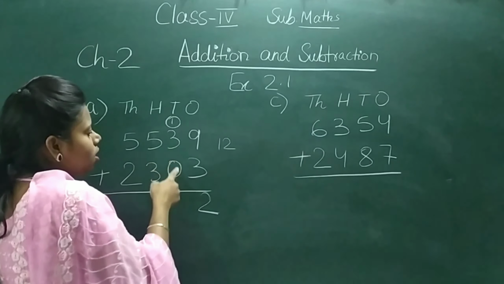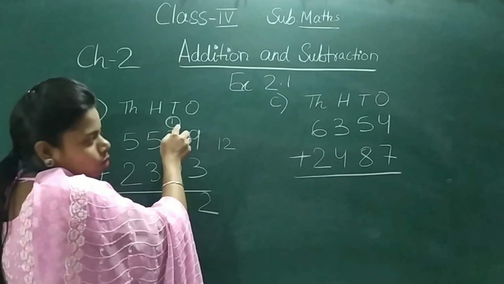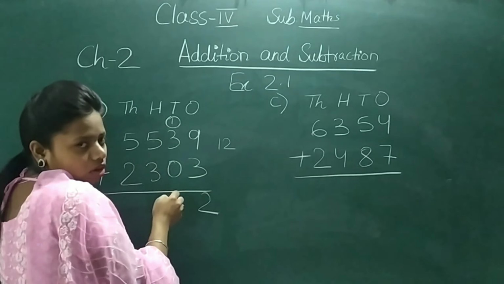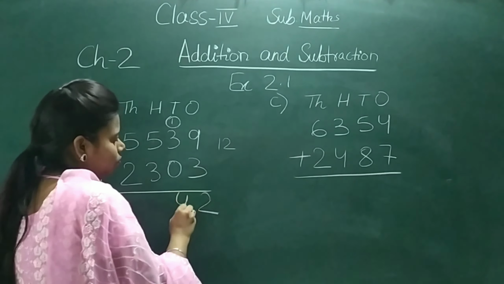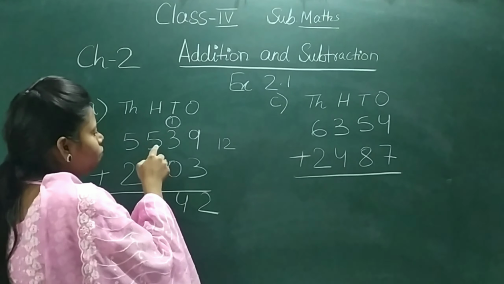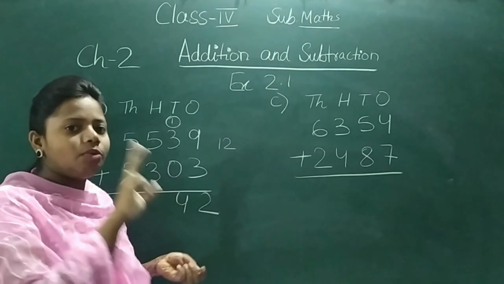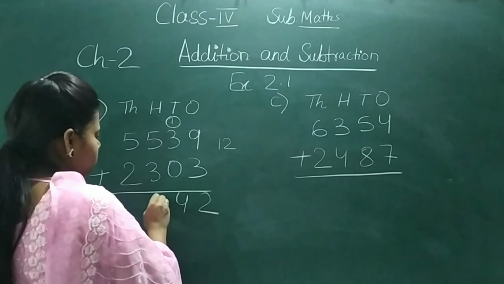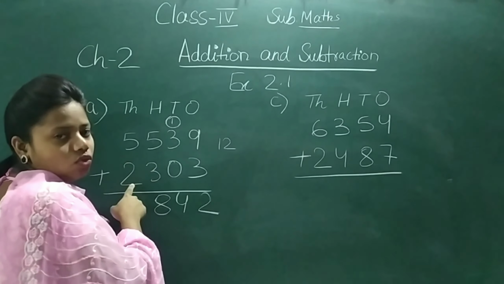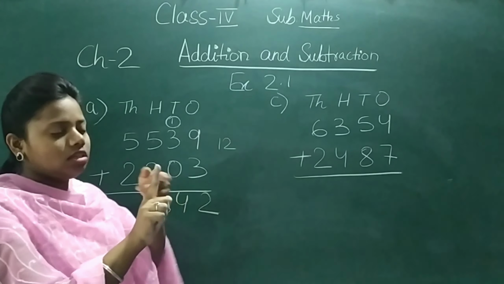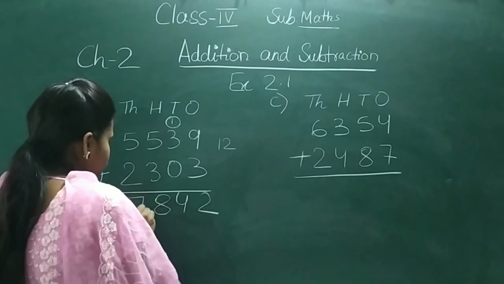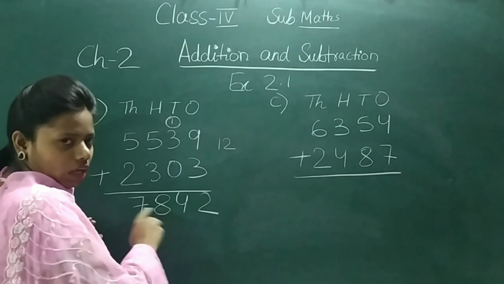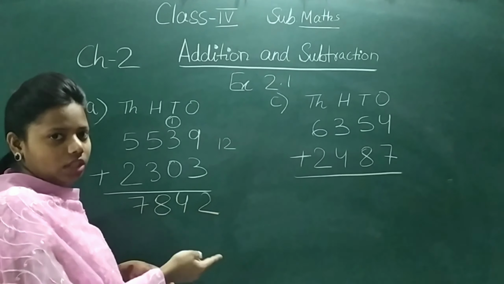Now see here, 3 plus 0 will be 3, and we have to add the carry. So 3 plus 1 will be 4. Okay. Now here you see 5. We have to add 3 to it. 5, 6, 7, 8. 5 plus 2 will be 5, 6, 7. So we have done the addition with carrying.